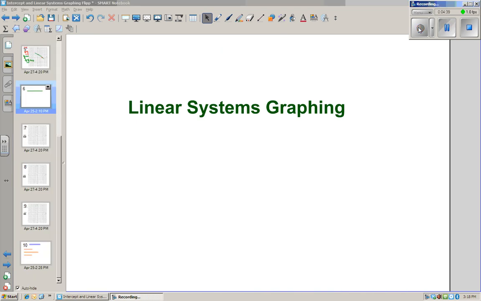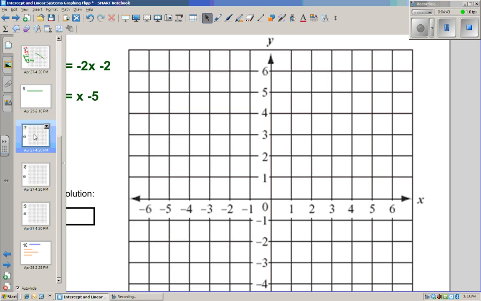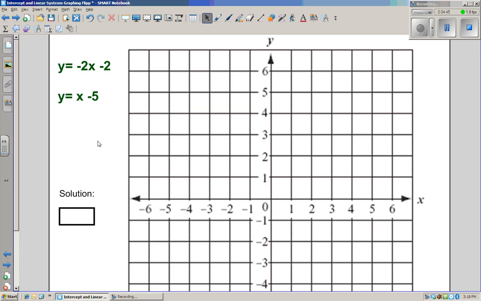The second part of this test review is linear systems graphing. It is important when you do this that you are very exact. Since I am working on the smartboard, my numbers or my lines may not be exact, but you'll see I have the solution for each one of these below, which I will show you how to do.